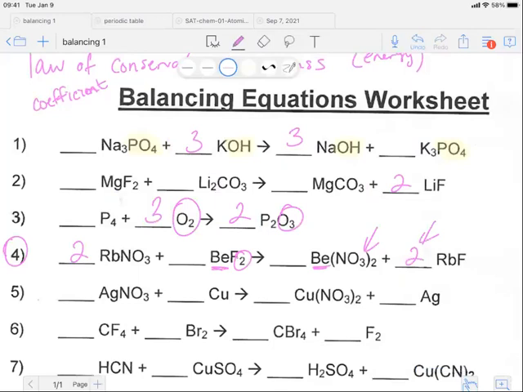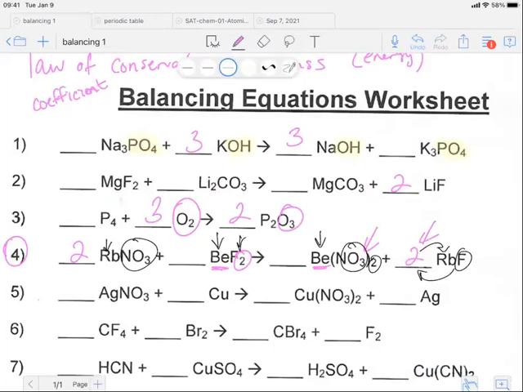So again, just double checking all of the elements. I've got 2 Rb, 2 Rb. I've got 2 NO3, NO3, 2. I've got Be 1, Be 1, F 2, F 2. Okay, everything matches.